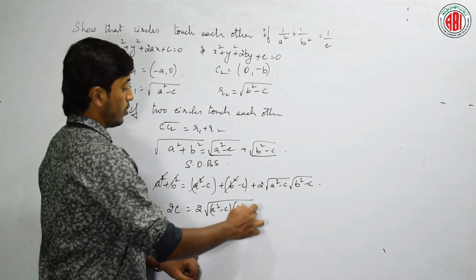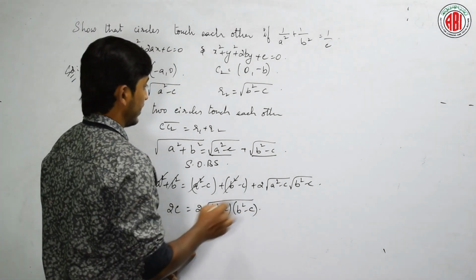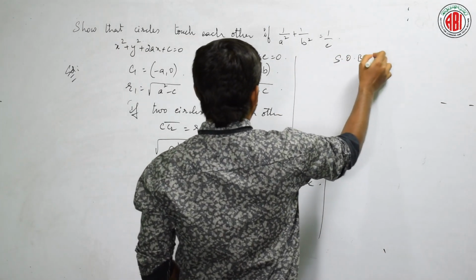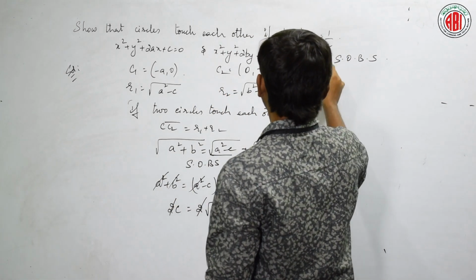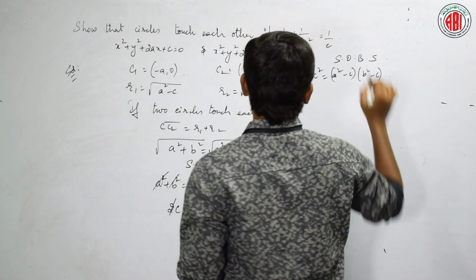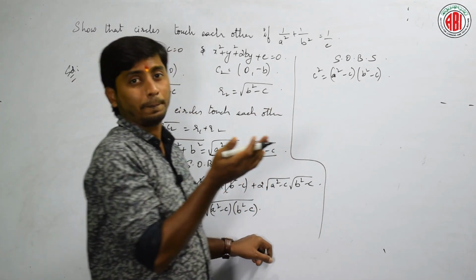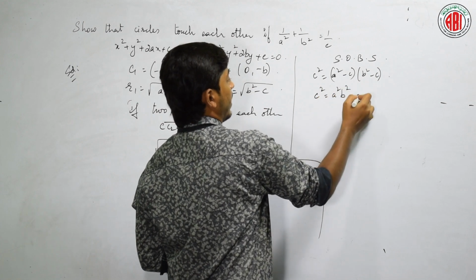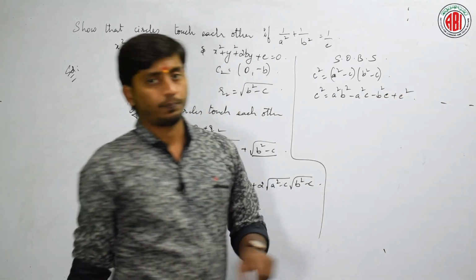Yes or no? So, since again we got a square root, let us square it on both sides. Then we get, here also we can cancel 2, c square is equal to a square minus c into b square minus c. Yes. So, let us multiply and simplify, right. So, we get c square is equal to a square b square minus a square c minus b square c plus c square, right.